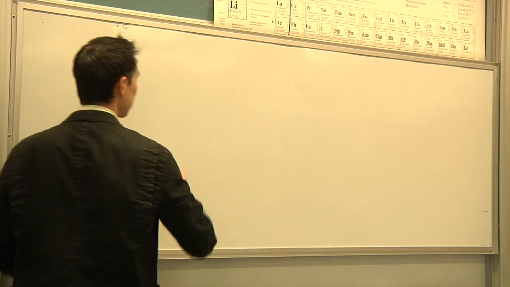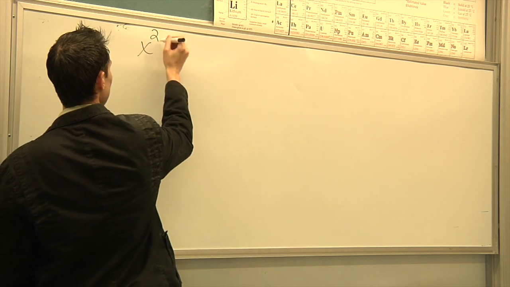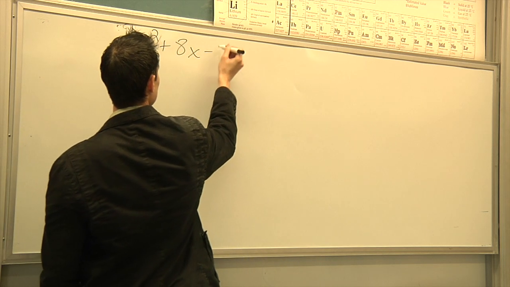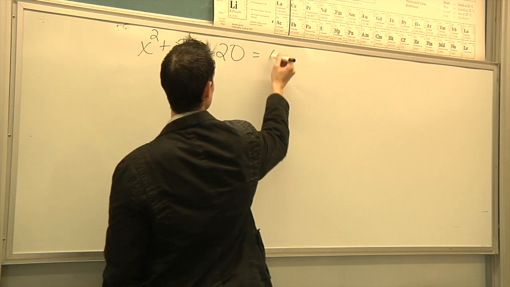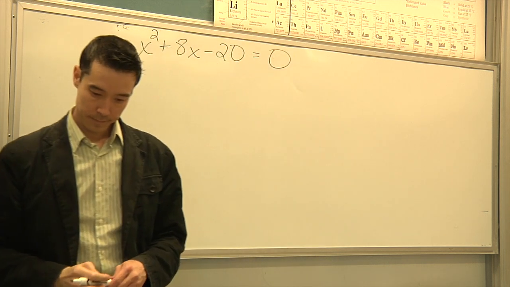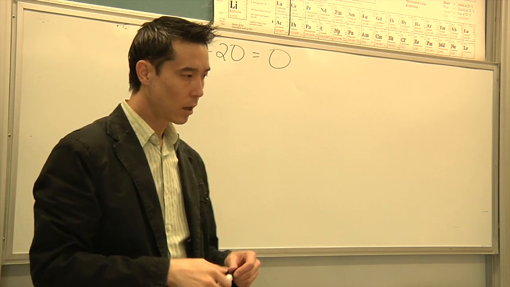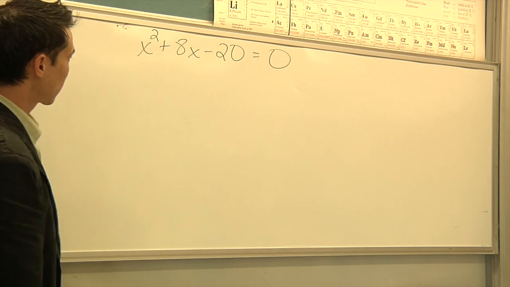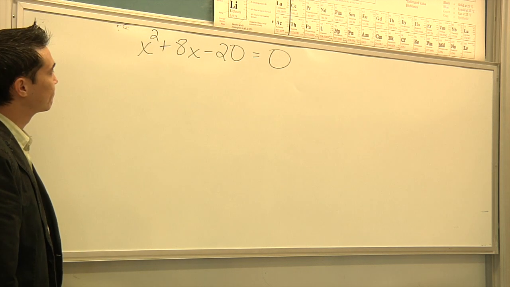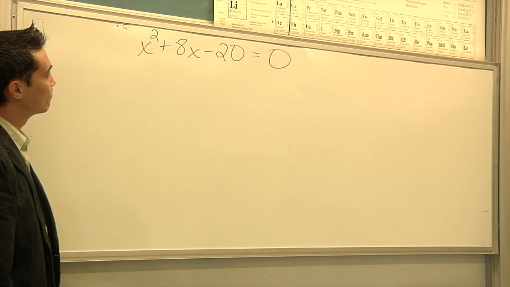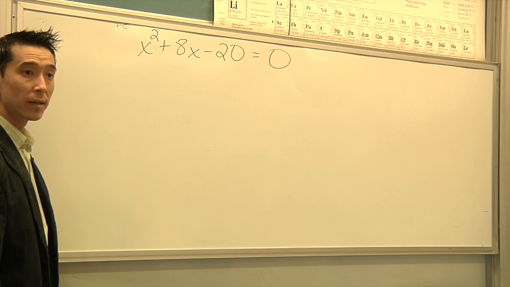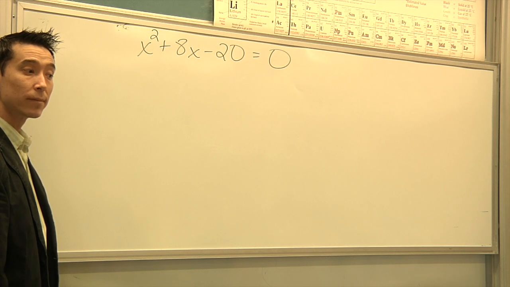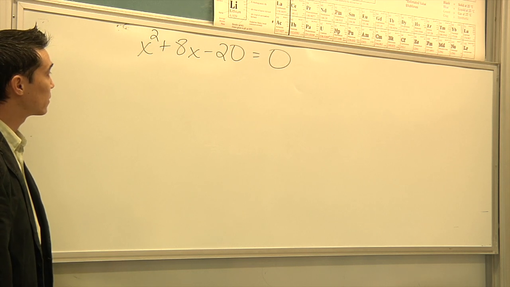We're going to walk through those 6 steps with this equation. X squared plus 8x minus 20 equals 0. Step number 1. A must be 1. Are we good? Yes.